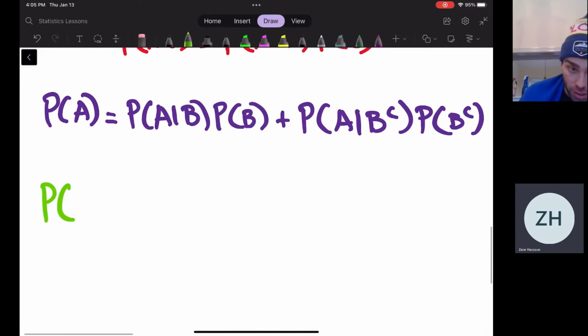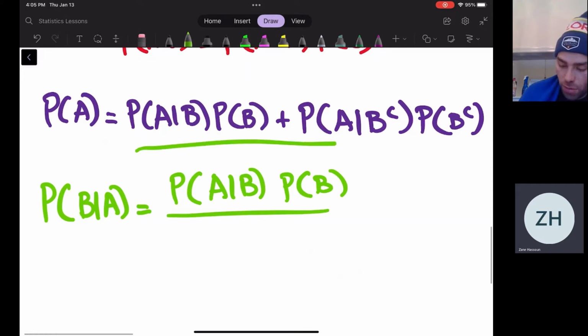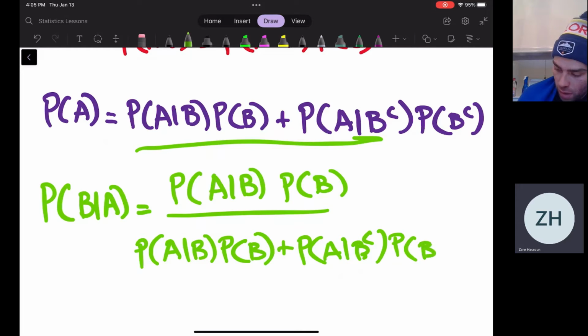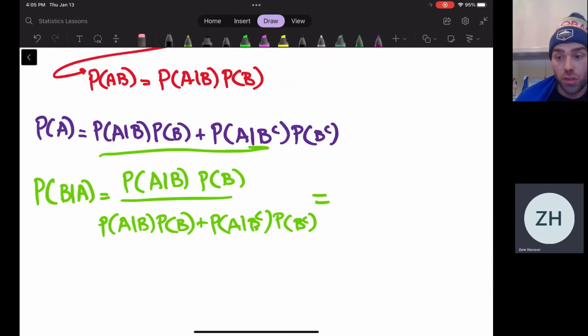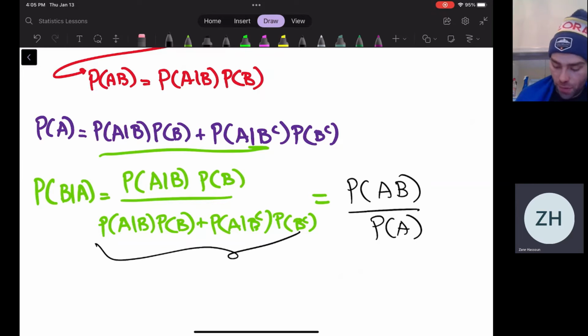So we would say the probability of B given A equals the probability of A given B times the probability of B over this total probability here. So the probability of A given B times P(B) plus the probability of A given B complement times P(B complement). And so this is equal to what we spoke about in the beginning, the probability of A and B over the probability of A. And this is the total probability.